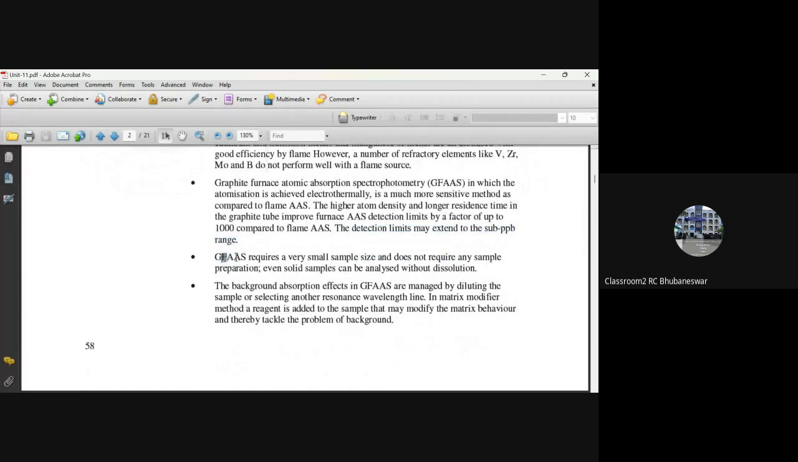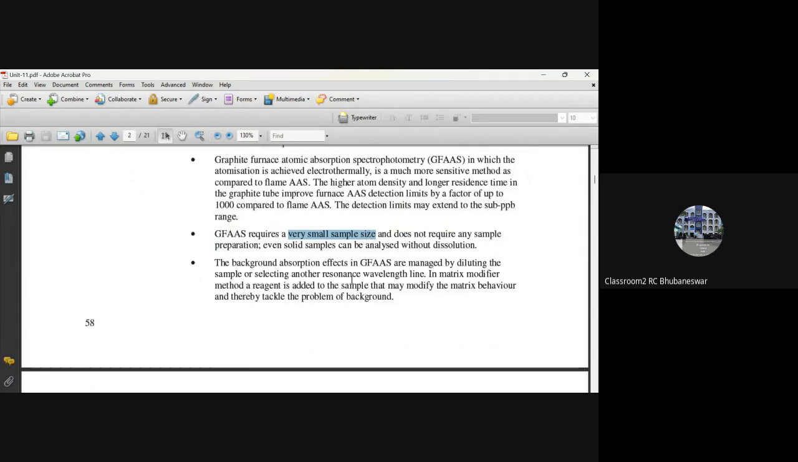And GFAAS requires a very small sample size. This is also important because that will be cost effective, because the less sample you use, the less cost is eventually incurred. And it doesn't require any sample preparation. Even solid samples can be analyzed without dissolution, because you are just putting the sample into the graphite furnace, then atomization due to electrothermal means happens automatically, then the light is passing through.